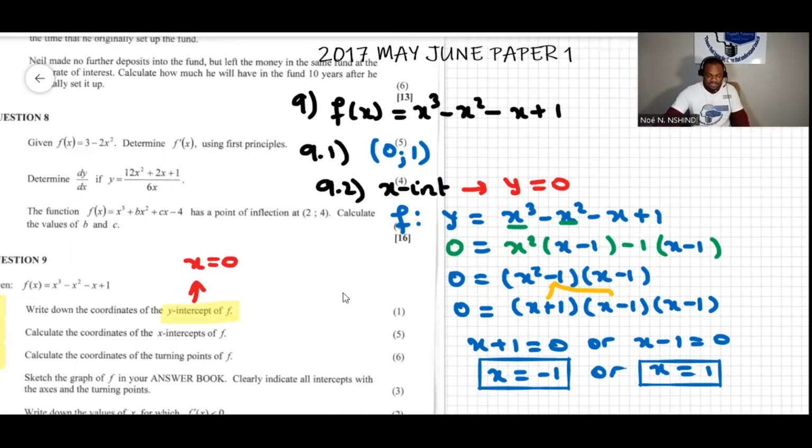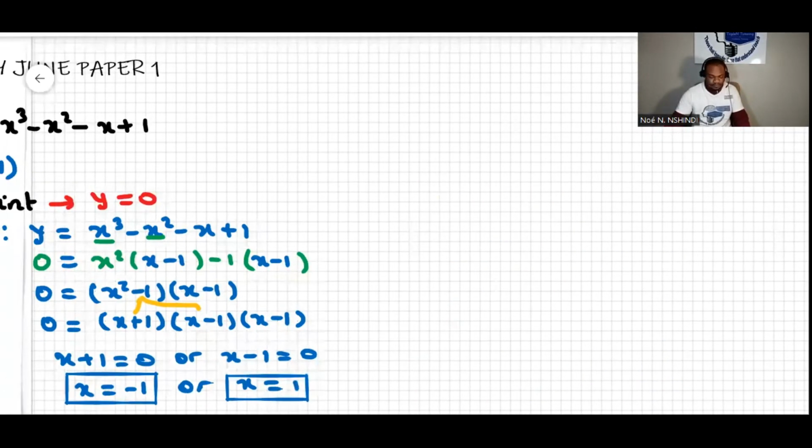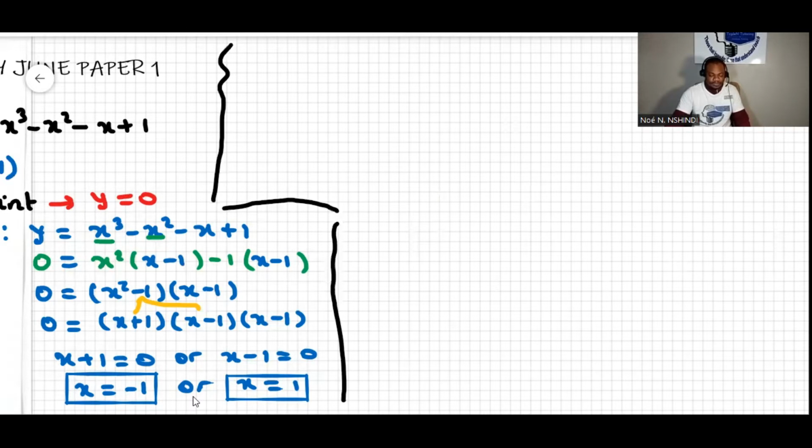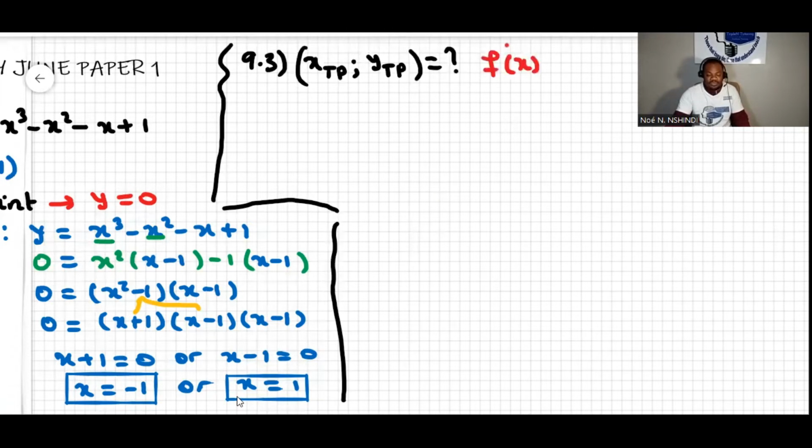I want to move my board this way. 9.3. We're looking for the turning points, x TP and y TP, the coordinates of the turning points. Now we say that the coordinates of the turning points happen when the derivative of the function equals 0. So the function is, let's just say, f of x equal to x cubed minus x squared minus x plus 1.